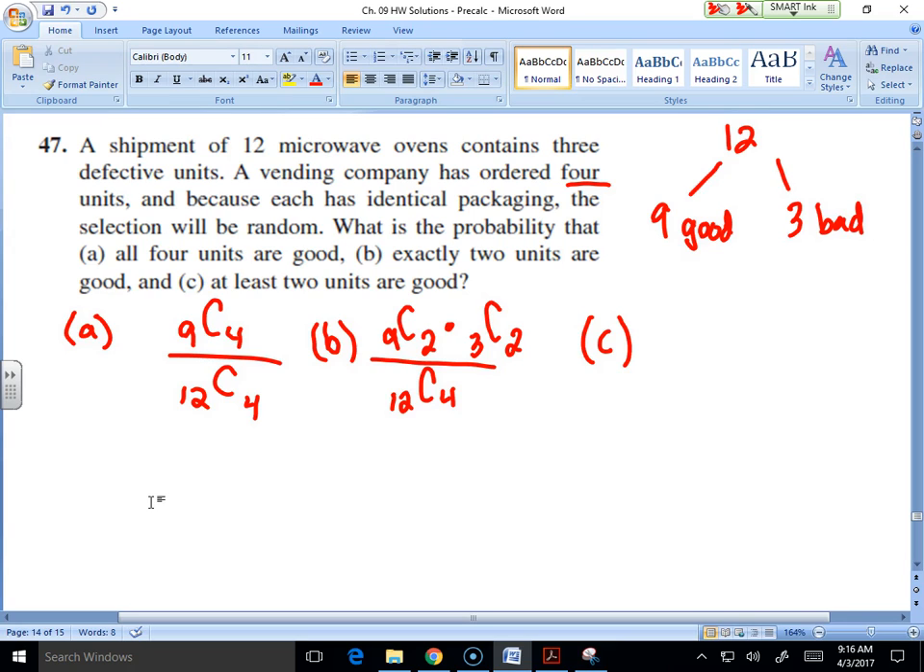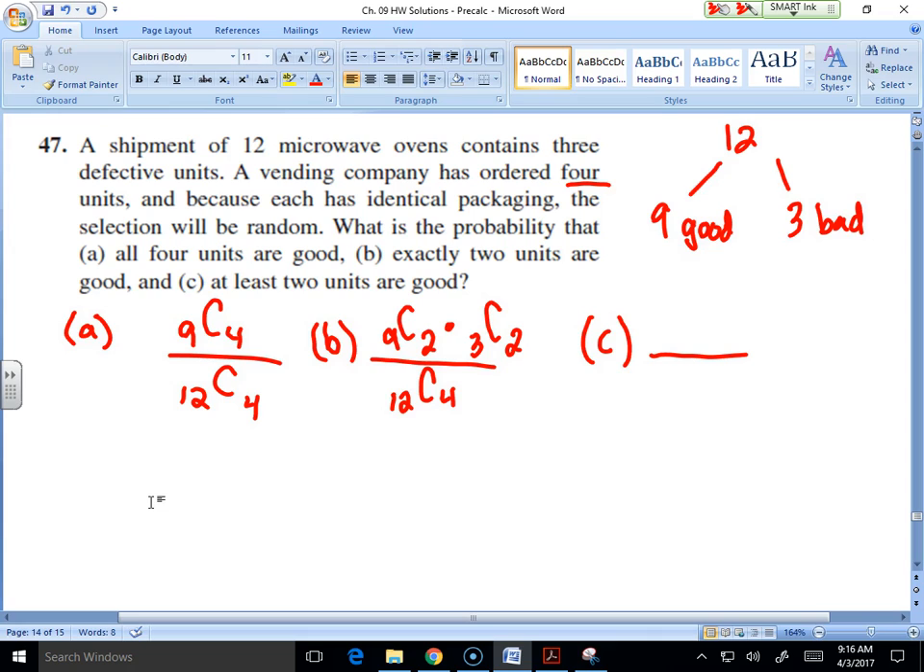Letter C. This one is a little bit trickier. At least 2 are good. I think this could happen, or that could happen, or that could happen, which has a mathematical operation, right? So what's one way I could get exactly 2 units that are good? Sorry, at least. I apologize. At least 2 units that are good.